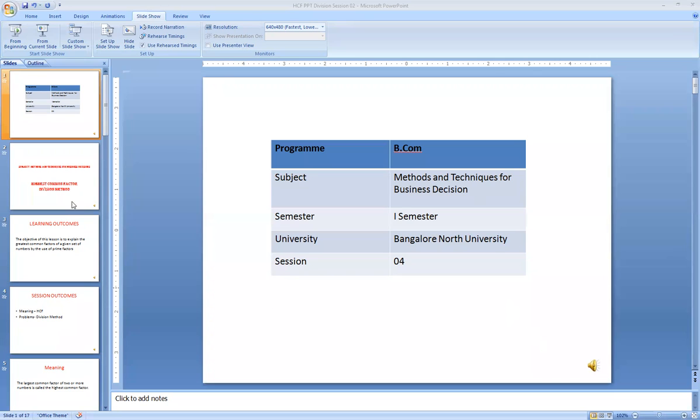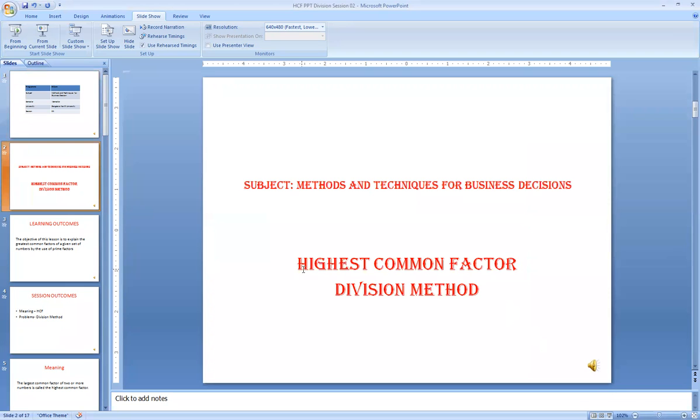Today, let us have a topic on highest common factor in Methods and Techniques for Business Decision 1. In that, let us go for calculating the problems on the division method. Before starting the problems, let us know what we mean by the highest common factor.